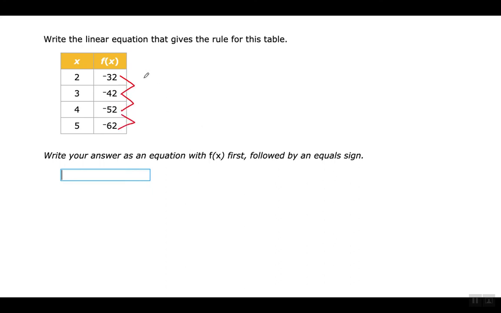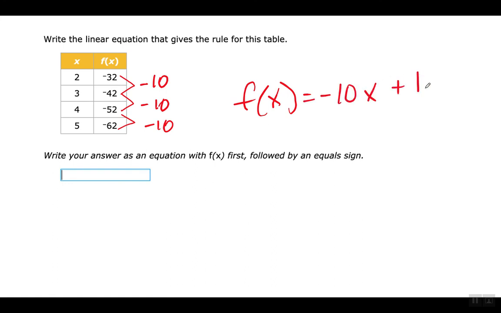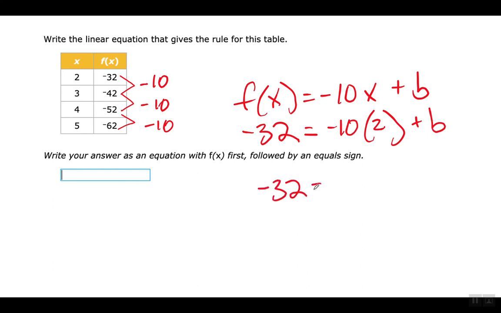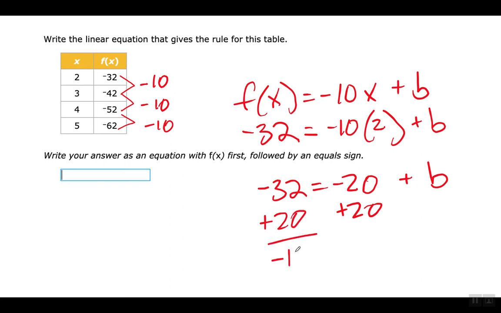This one's going down by 10. They're all going down by 10. So the slope is going to be negative 10. Now let's plug in the 2 and the negative 32. When I do that, I'm going to have negative 32 equals negative 20 plus b. Now let's move negative 20 to the left by adding it. So b is going to equal negative 12. So my answer is f of x equals negative 10x minus 12.